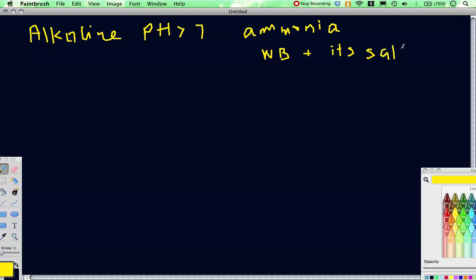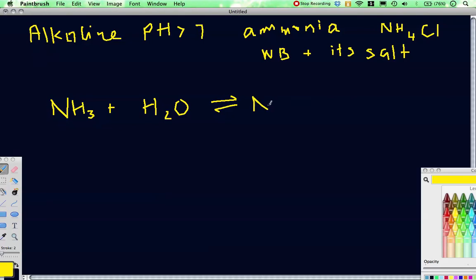The ammonia buffer is made with ammonia and often something like ammonium chloride, for example. That's its salt. Its setup looks something like this: NH3 plus water, double arrows, because remember we're dealing with a weak base here, so we've got to have those double arrows in. And we've got NH4 plus and hydroxide ions.